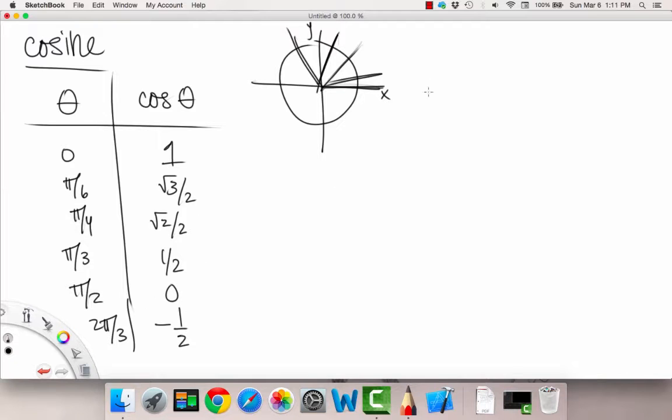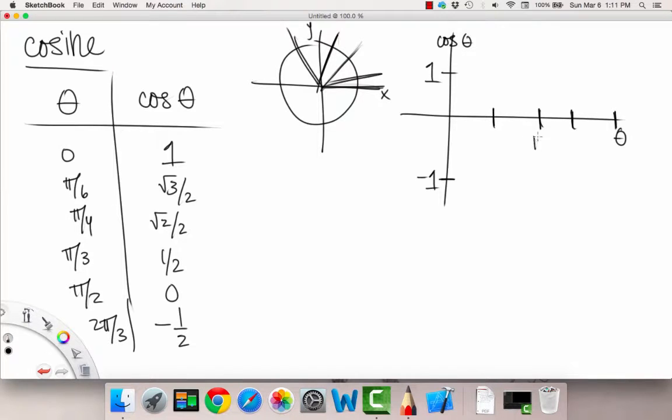Okay, so let's just graph these and see where our graph is going. Okay, so here's theta, and here is cosine theta. Again, we'll go from 1 and negative 1 on the y-axis there, or on the cosine theta axis. Now let's do something like this, where this is pi, this is 2 pi over here. Okay, so if we just graph the points that we have, 0, 1. So actually we're starting here when our angle is 0, okay?